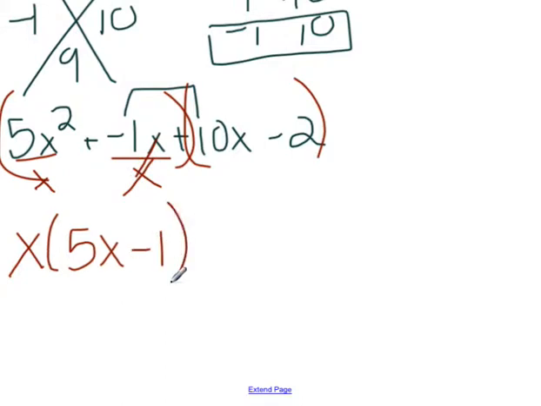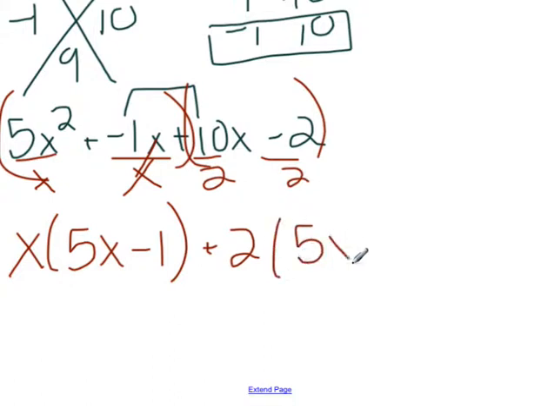Well, here, between 10 and negative 2, I can take out a 2. So I'm coming through and dividing each of these terms by 2. 10 divided by 2 is 5, and then I'm left with 5x. Negative 2 over 2 is going to leave me with a negative 1. Make sure you know that that doesn't divide to 0.